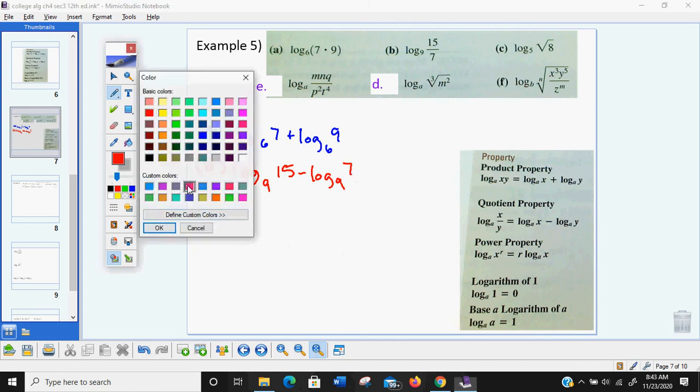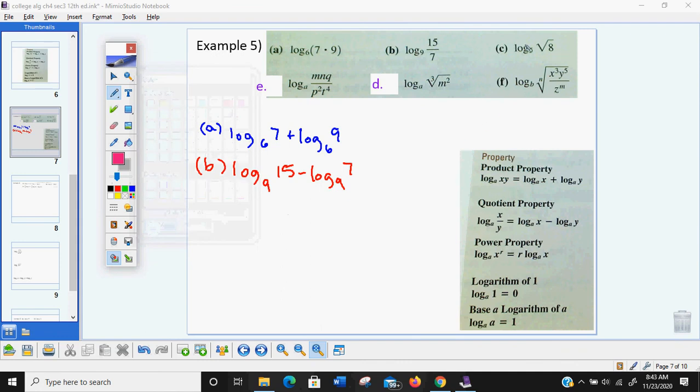Let's try part C. On this one, I need to rewrite it. We can't have radicals, so we're going to have to get rid of the radical. I'm going to change this to 8 to the 1/2 power. Remember, power over root? The power is 1, the root is 2 because it's square root. Anytime it's square root, it's to the 1/2 power. Now I'm going to move the power to the front. So using the rules, this is the third rule. The 1/2 goes to the front, and then I have log to the base 5 of 8. Just move the power to the front.